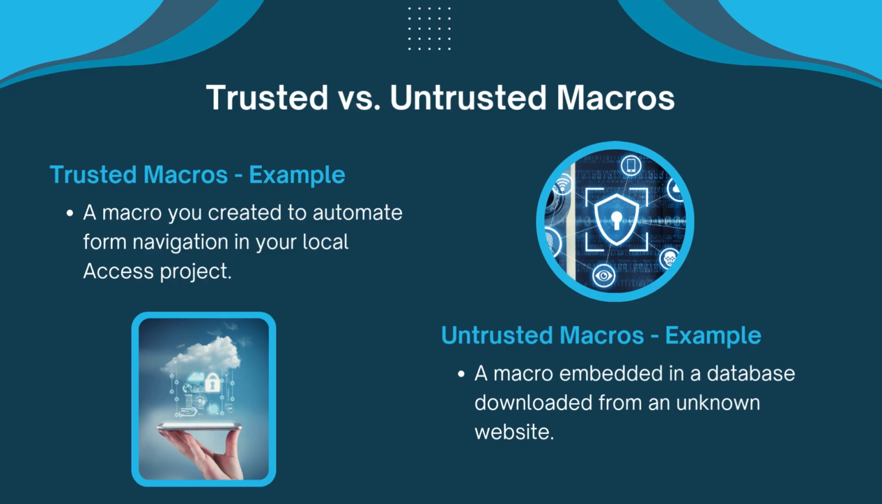Let's walk through an example. Let's say you've created a macro that opens a student form or generates a report for your local Access project. That's considered a trusted macro. But let's say you download a database file from a website and you're not sure about the file. It has a macro built in. That's an untrusted macro. It might contain harmful code that can compromise your database or your computer. Always verify the source and only enable macros if you know that they are safe.